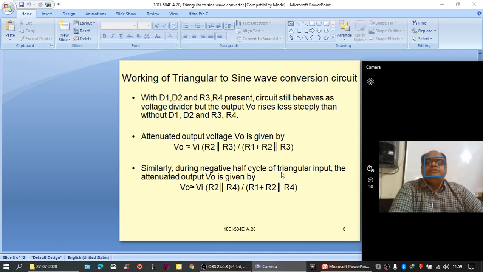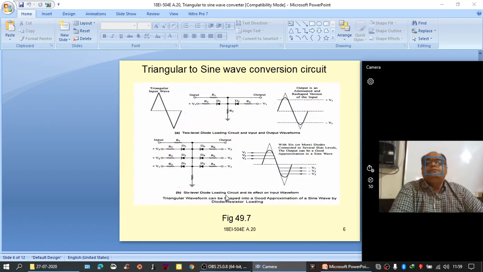Similarly, during the negative half cycle of the triangular input, the attenuated output is given by V0 is equal to, now in this case in place of R3 it would be R4, Vi into R2 in parallel with R4 divided by R1 plus R2 in parallel with R4. That is the voltage available here.